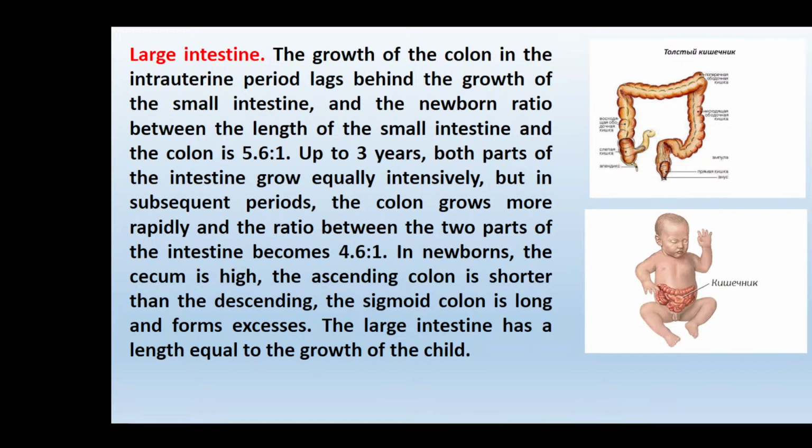In the newborn, the cecum is high, and the ascending colon is shorter than the descending. The sigmoid colon is long and forms excesses. The large intestine has a growth rate equal to the growth of the child.